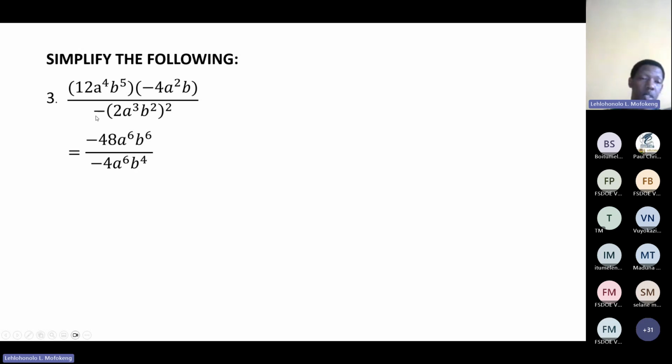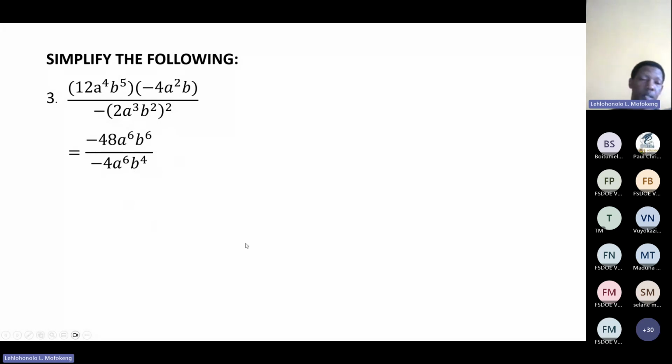That simply means we keep the negative that is outside the bracket because it is not part of the exponent that is outside the bracket. So 2 raised to 2, it will give us 4. A to exponent of 3 raised to 2, it will give us a to exponent of 6. B raised to exponent 2 being raised again to exponent of 2, it will give us 2 multiplied by 2, which is 4.